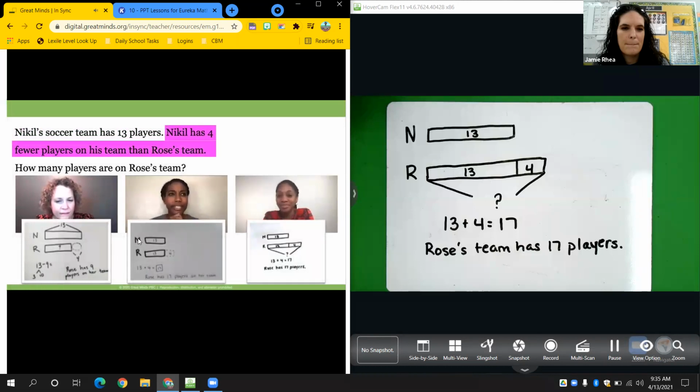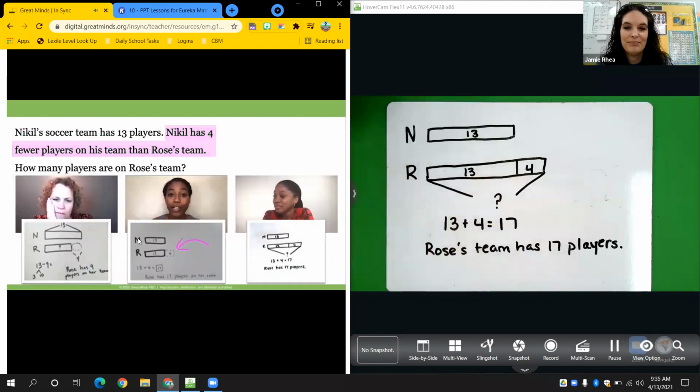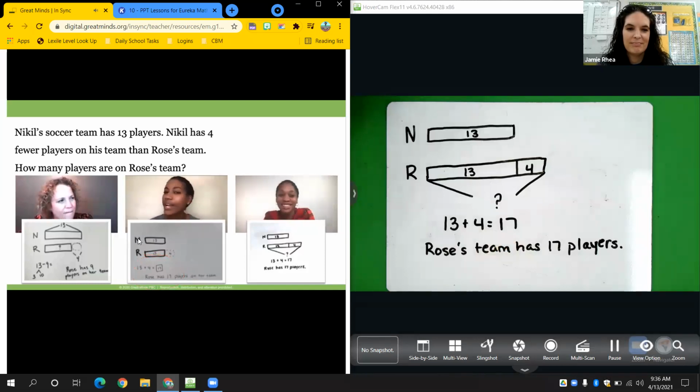But I thought to myself, if it's fewer, his is going to be shorter. So I made sure I added on to Rose's to make it longer. I added on 4 more to Rose because if Nikhil is 4 fewer, it means that Rose is going to be 4 more. 13 plus 4, 17. So Rose has 17 players on her team. Miss Curry, I noticed that you got a different answer. Did you remember to ask yourself who had more, who had less?